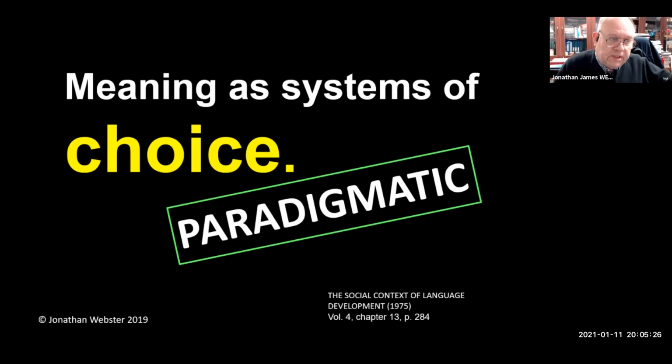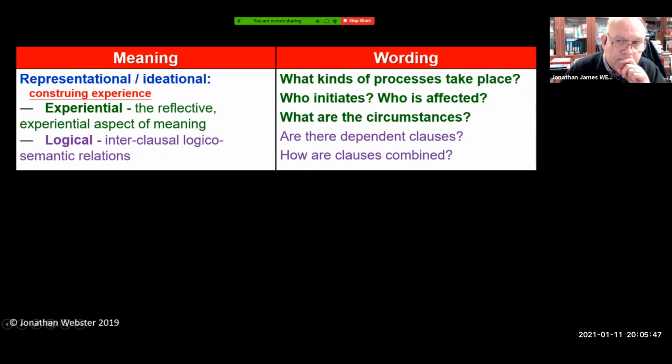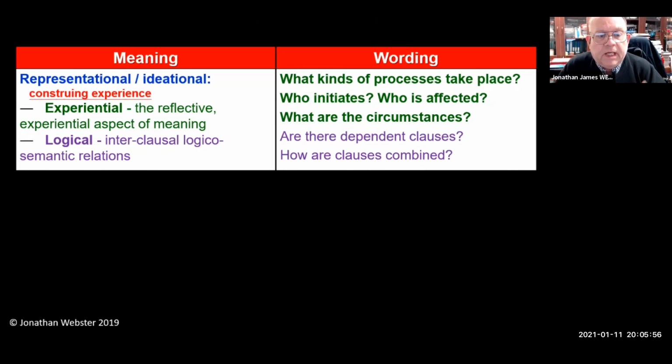But we're looking at it from a different standpoint. We're going to come at it from a different perspective. And that perspective is to look at language as a system of choice. Those choices are paradigmatic, represent a paradigmatic property of language. All right, so let's try to explain what that means. When we look at experiential meaning, and here I'm talking about the reflective experience, how you experience the world around you.